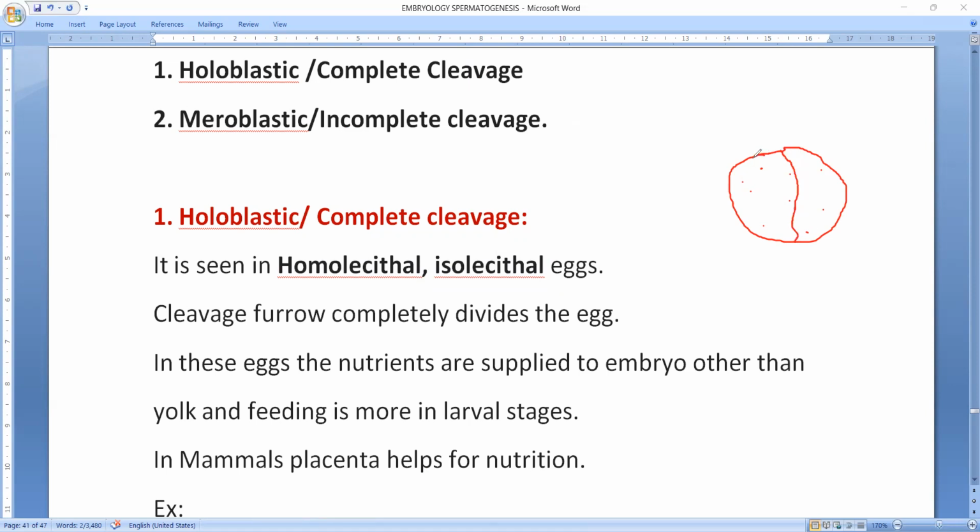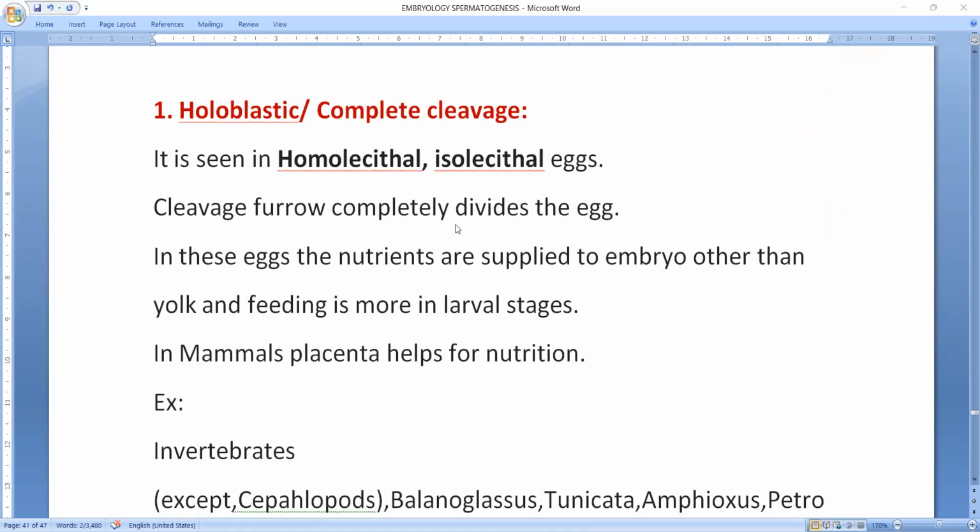If another division occurs, this is again complete. Like this. So the complete zygote will be divided here, and also horizontally. So throughout the egg, the division takes place like this. So this is complete cleavage or holoblastic cleavage. It occurs in homolethal and isolethal types of eggs. The cleavage furrow completely divides the egg.